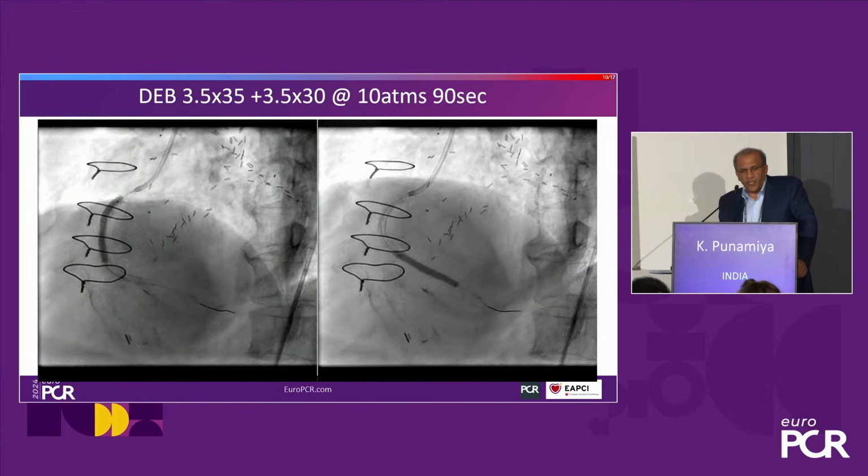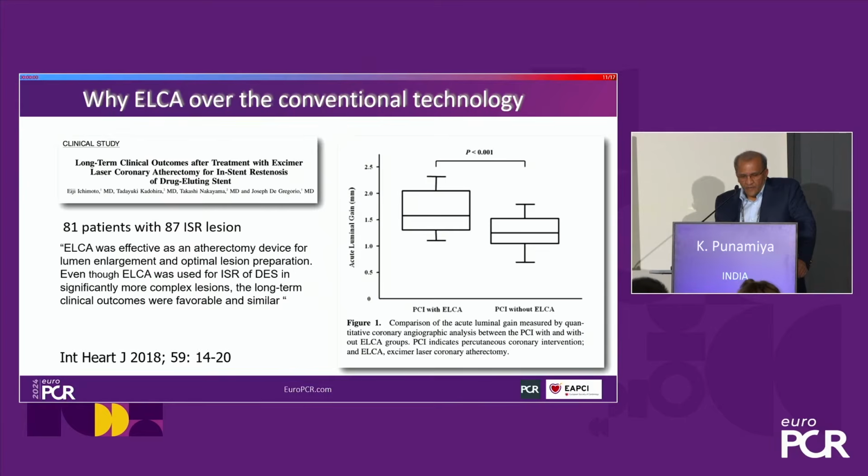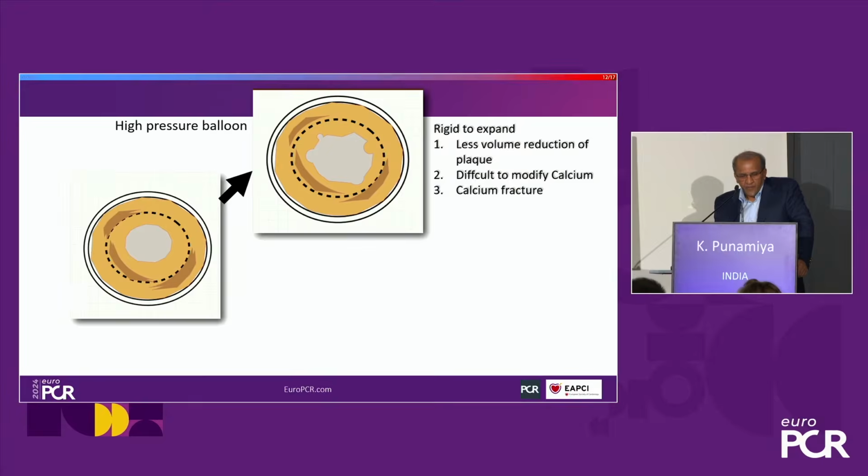We then followed it up with 2 drug-eluting balloons, and that was our final result. For long-term clinical outcomes, there is a little paper I want to talk about, which came from the U.S. 81 cases, very discrete lesions. However, the point that paper made was that when we use PCI with ELCA as against not using ELCA, the MSAs were significantly improved.